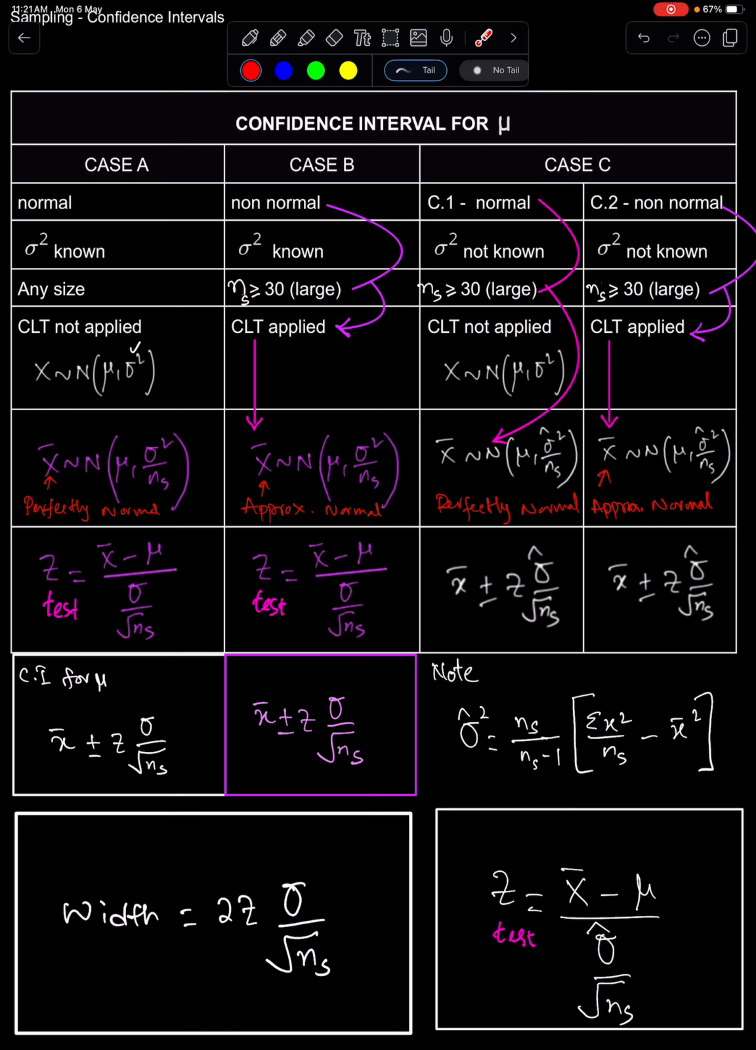The summary of confidence interval for mu, both in testing and sampling. There are three cases: case A, case B and case C. Case C is divided into two parts or two subcases.